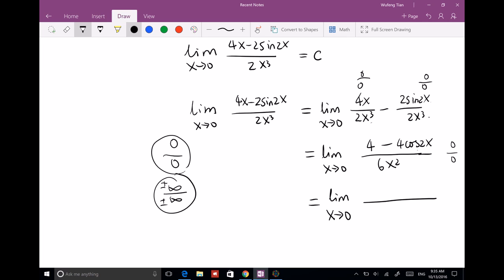Derivative of 4 is 0. Derivative of 4 cosine 2x is 8 sine 2x. Very good. Is that plus or minus? It's plus because the derivative of cosine is negative, and with the negative in front it is a plus. So the derivative of the bottom, what's the derivative of the bottom? 12x. Okay.